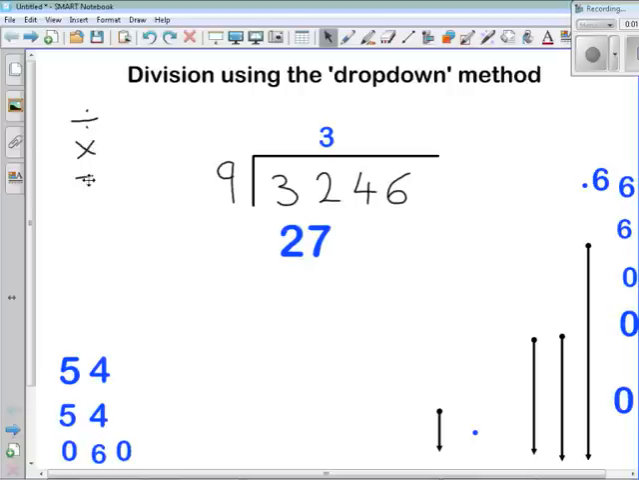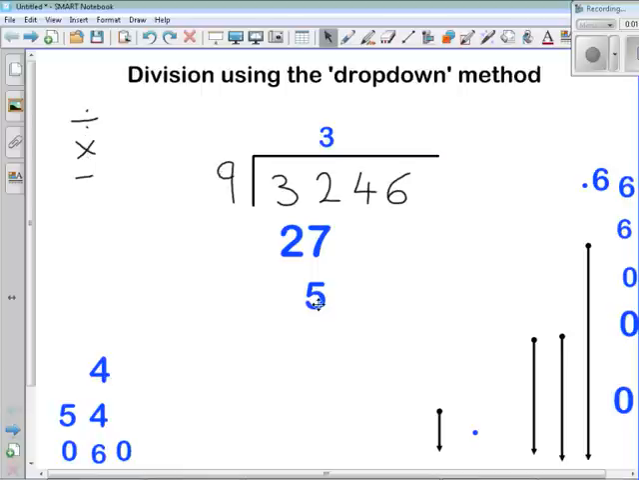Let's look at the subtraction. So, 32, take away 27. What have we got left? We've got 5 left. So let's pop our 5 there. Now we've done the subtraction side of things. Back to the beginning and the division.